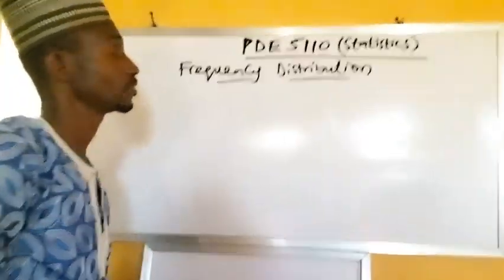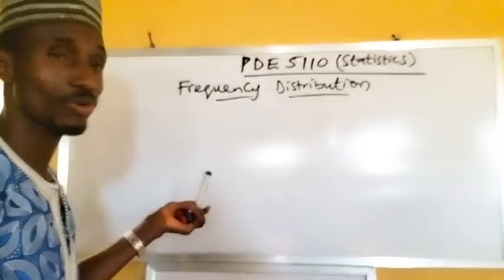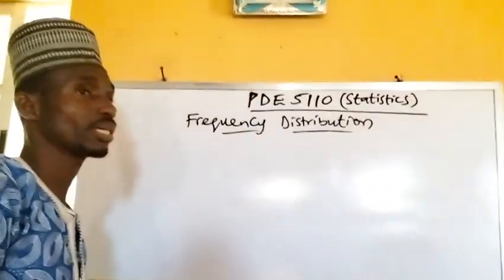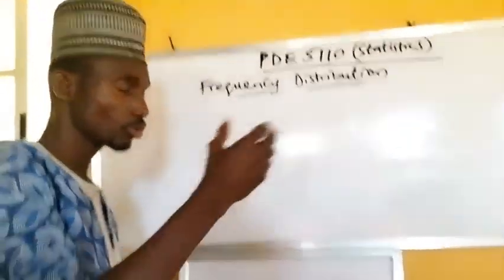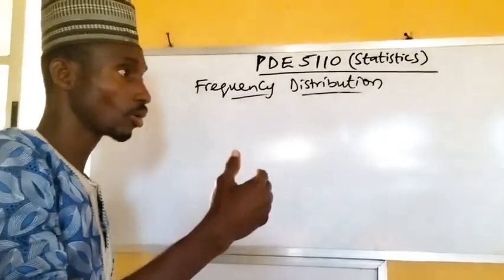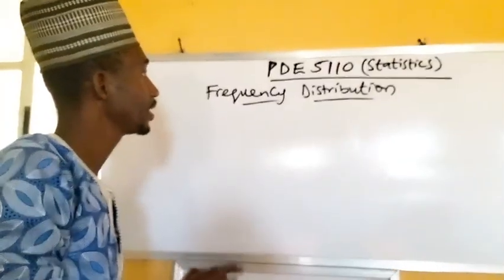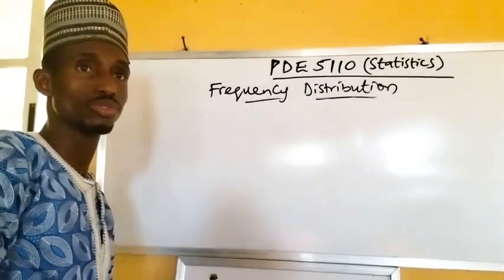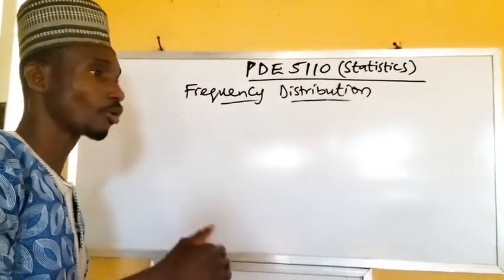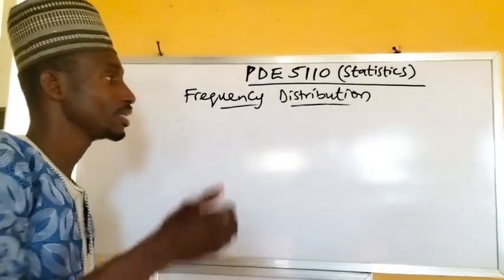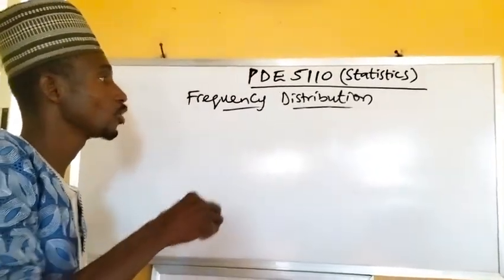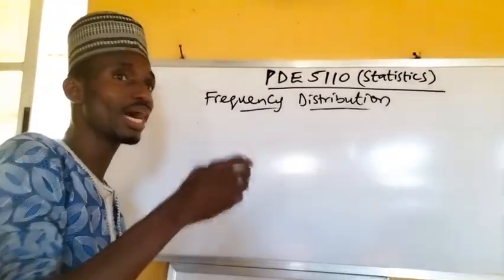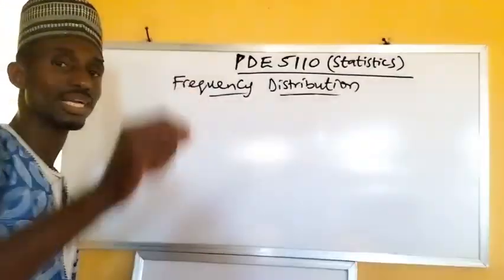PDA 5110 statistics class. We want to talk about frequency distribution. Now, one thing is very important for a researcher: to go to the field and obtain raw data. And it is very necessary for a statistician as well to analyze and arrange the data for use, in order for every viewer, or those who need the data, to be able to explain what has actually happened and to know the purpose of that data.